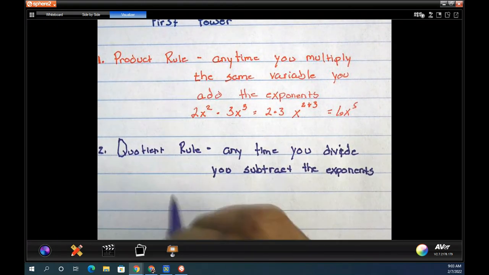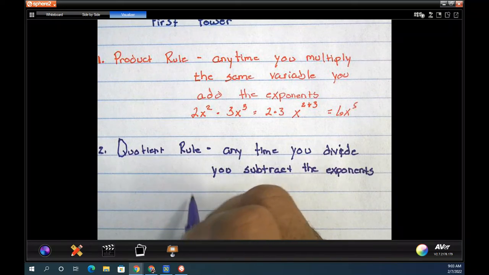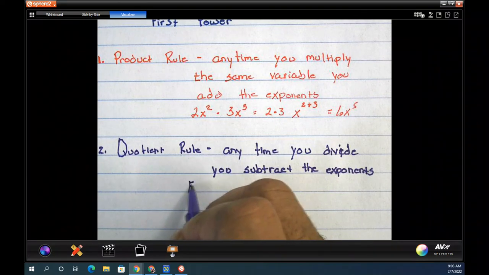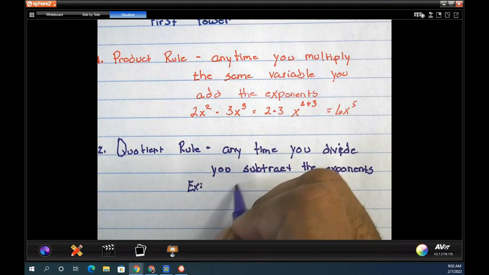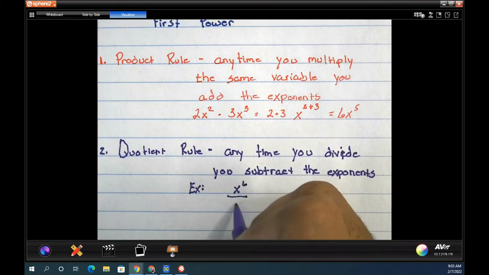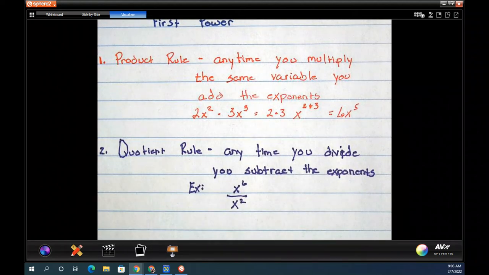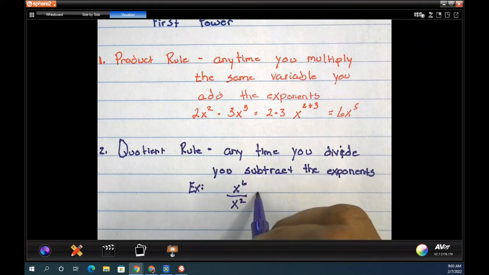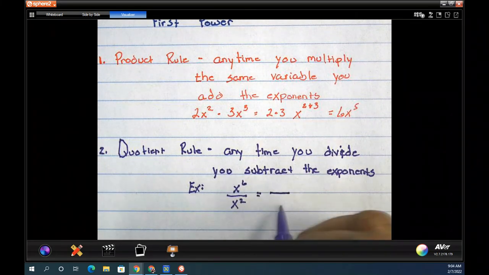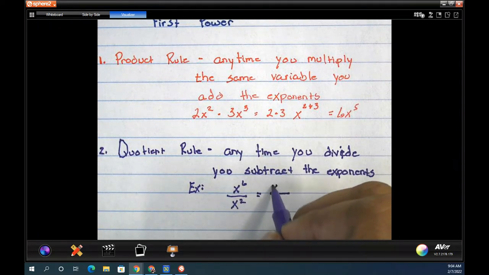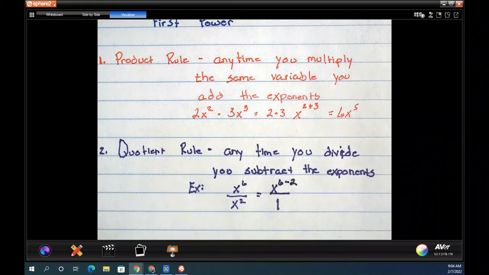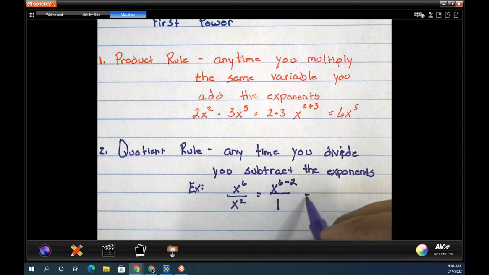Here's an example. Let's say you have x to the 6 over x squared. This one can be a little bit more complicated. Here's the deal. The coefficient down here is 1. You're going to take that, take this whole x, and it becomes x to the 6 minus 2. What's 6 minus 2? So you got x to the 4th over 1.